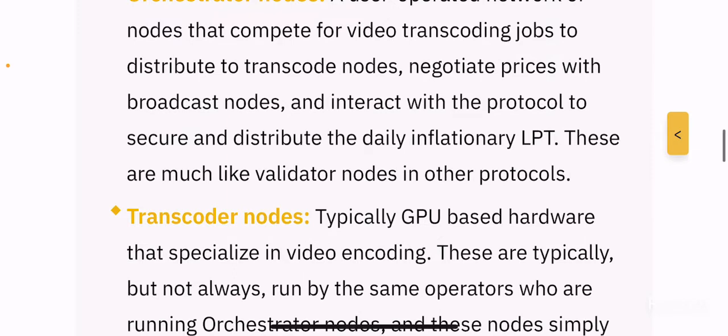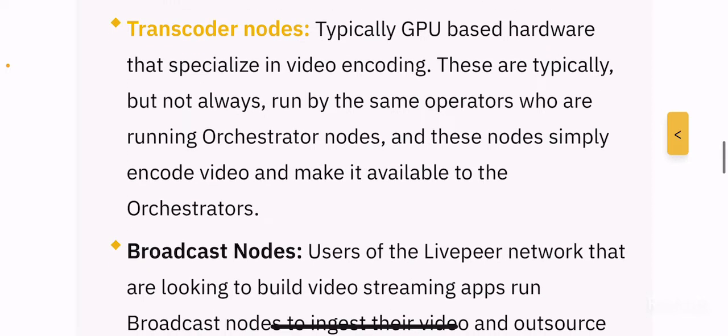These are basically similar to the validator nodes that you would find in other kinds of blockchains, right? So transcoder nodes, which is another type of node, are typically GPU-based hardware that specializes in video encoding. These are typically, but not always, run by the same operators who are running orchestrator nodes, and these nodes simply encode video and make it available to the orchestrators. Again, transcoder nodes are the second type of node that's available.